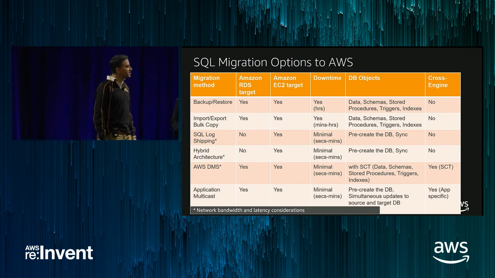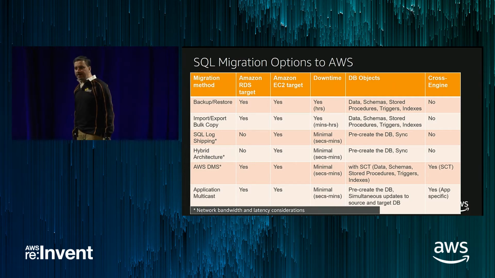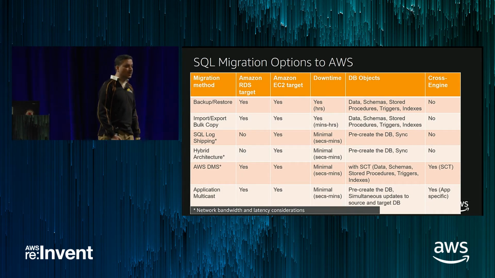Import export works the same way, similarly. If you want to do bulk copy or selective copy from your source database and then grab that and use that on RDS or maybe EC2, you have some of those capabilities. Pay attention to the downtime as well, right? It depends on how much downtime you have or the flexibility of your downtime.